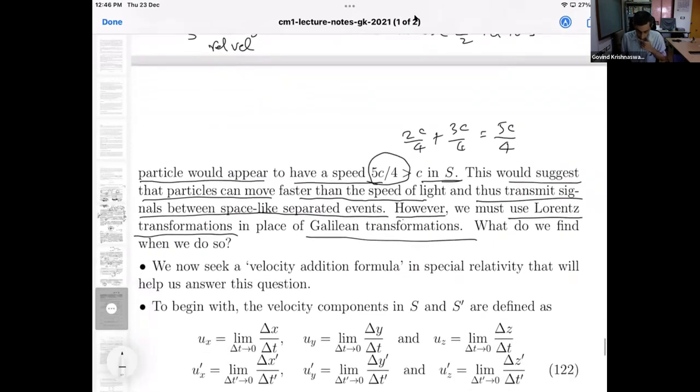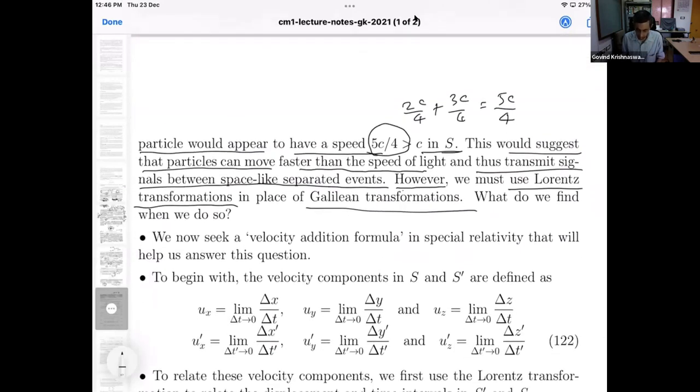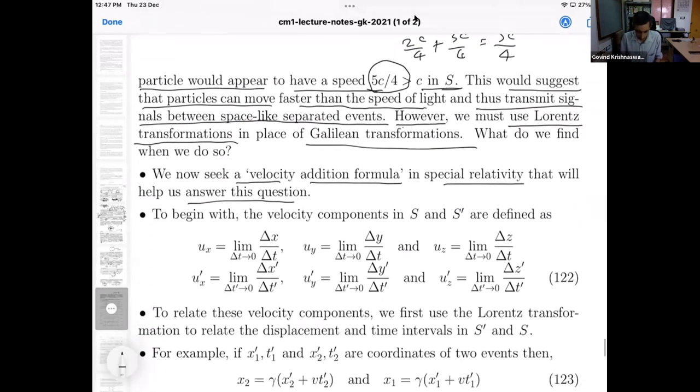So the aim is that we seek a velocity addition formula in special relativity that will help us answer this question. This was originally derived by Einstein, so it's called the Einstein velocity addition formula. So let us see how it is derived. It's fairly simple, but you just need to keep the ideas clear. You need to first define quantities. So let us define the velocity components of a particle in the two frames.